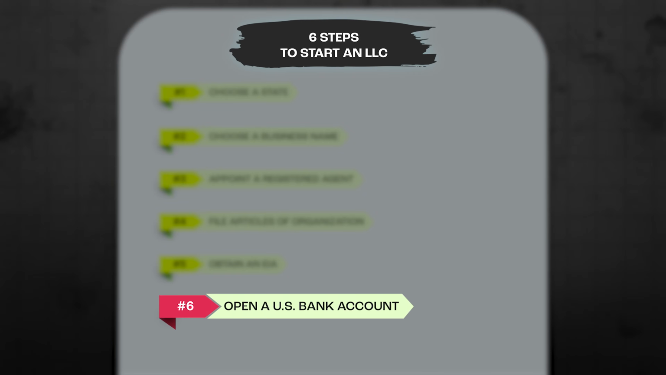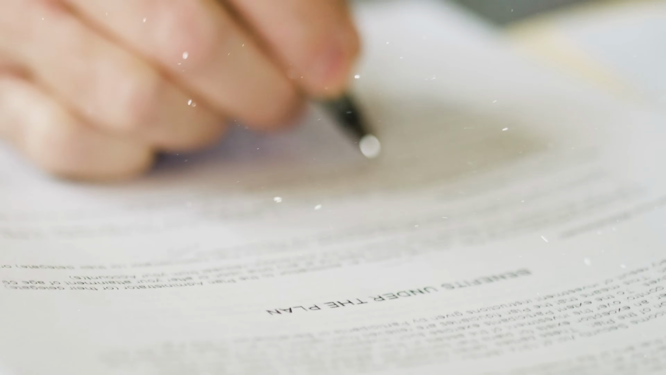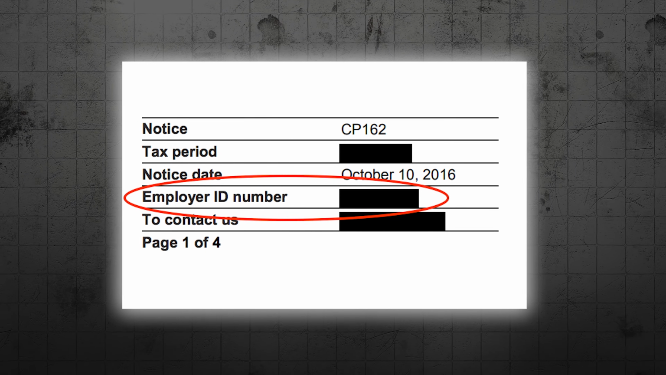Now, step 6 is just to open a US bank account. Now, you won't be able to open your US bank account until you have received your EIN number, and most traditional banks want you to walk in and hand over your information in person. Now, obviously, that's not super convenient.